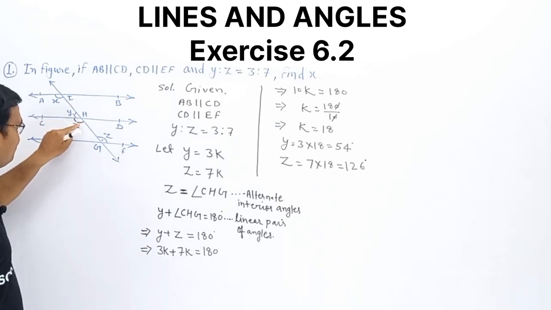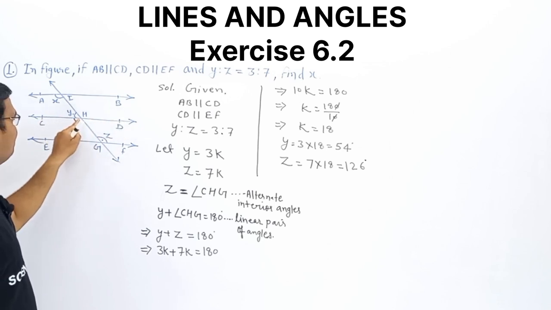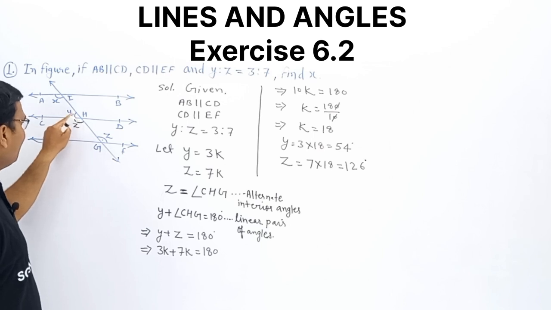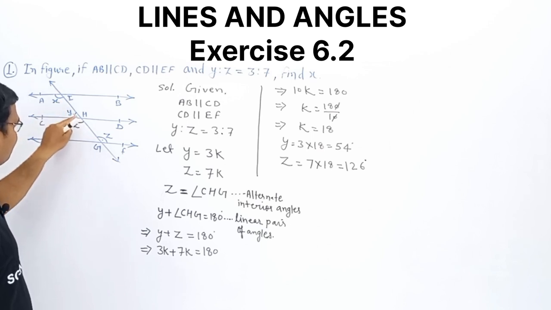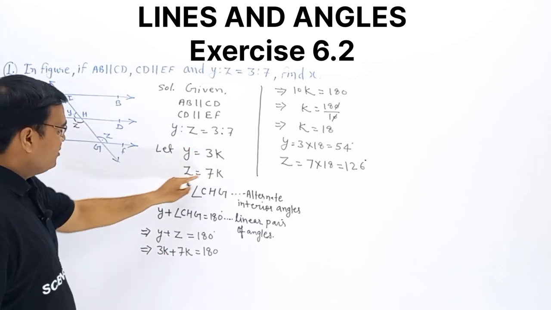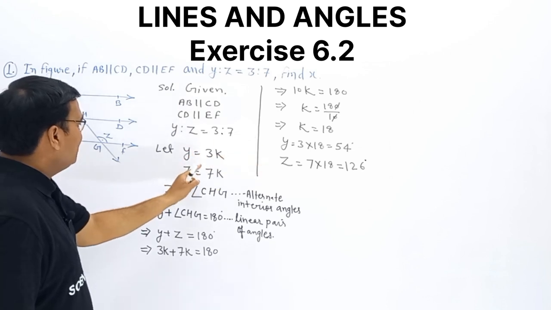Why is this one z? Because it is the alternate interior angle of this one. Once two lines are parallel, this will be equal to this one. So we can say this is z, it means it will be z. And the sum of both angles, both are adjacent angles on this line. So we can say the sum of both will be what? 180.